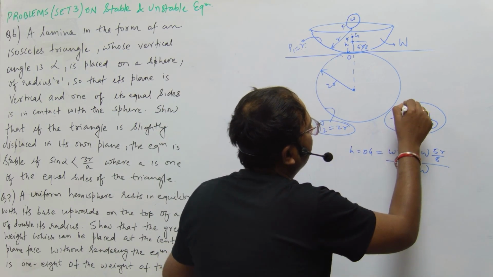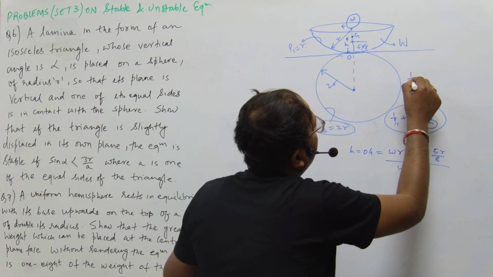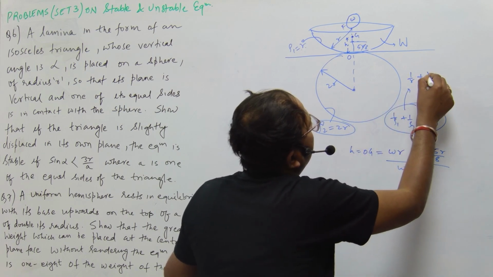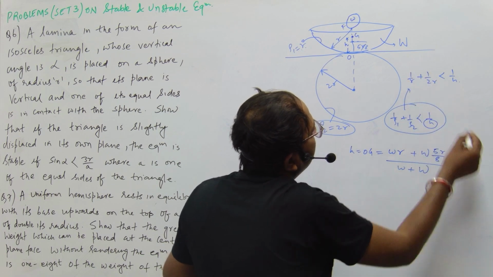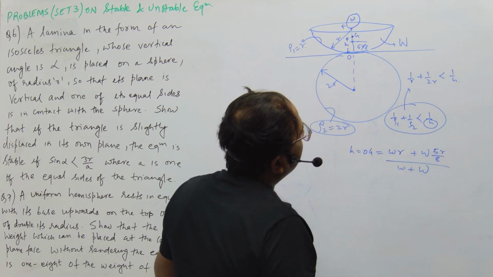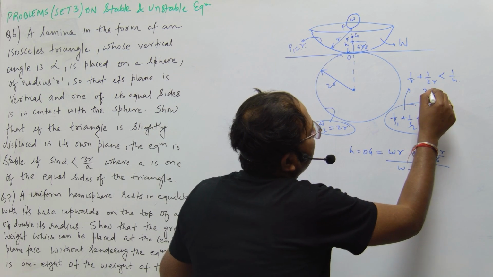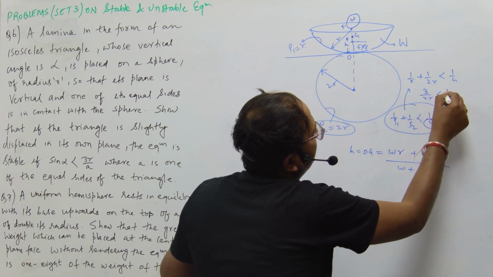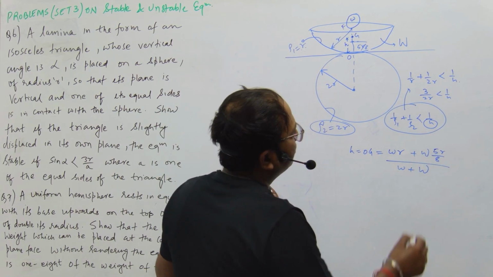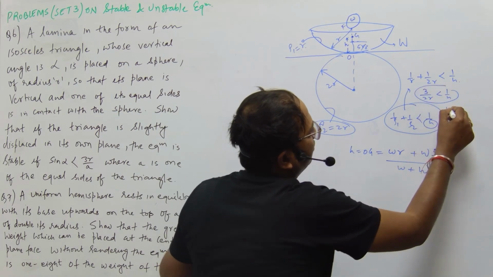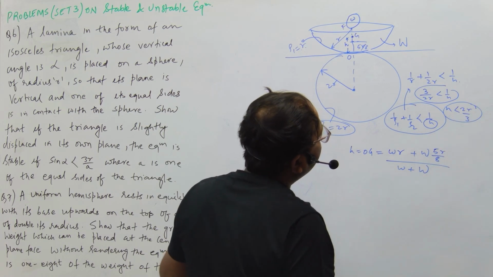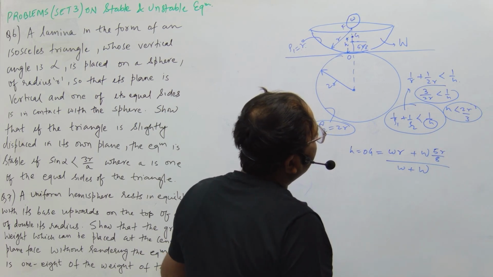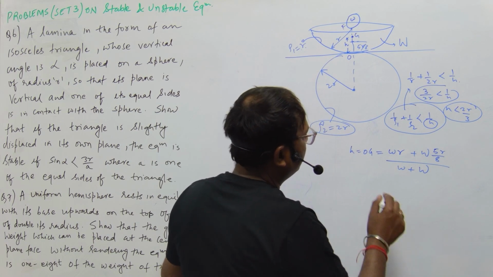So this is 1 upon rho 1, which is 1 upon r, plus 1 upon rho 2, which is 1 upon 2r, is less than 1 upon h. From here we have 3 upon 2r is less than 1 upon h. So h is less than 2r upon 3.